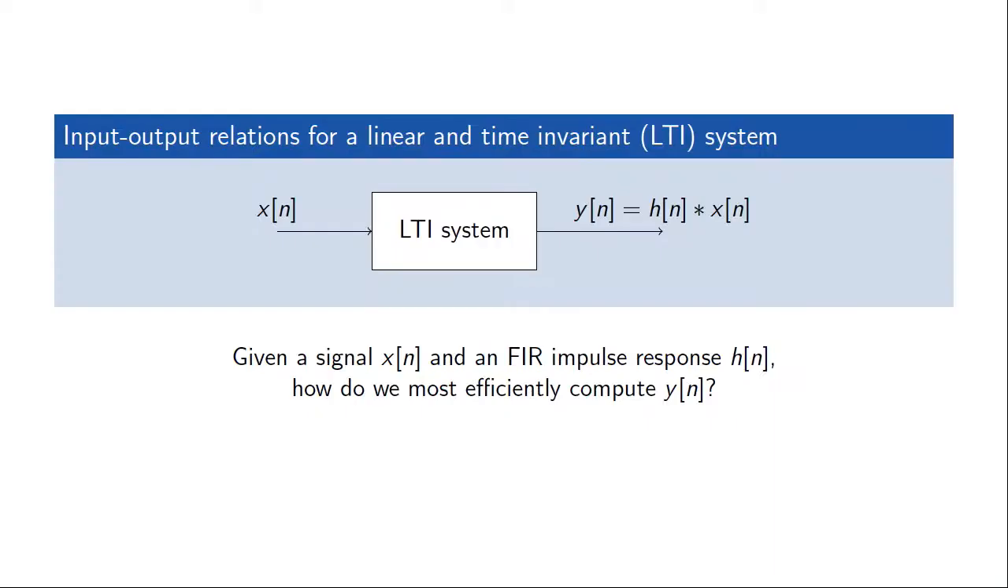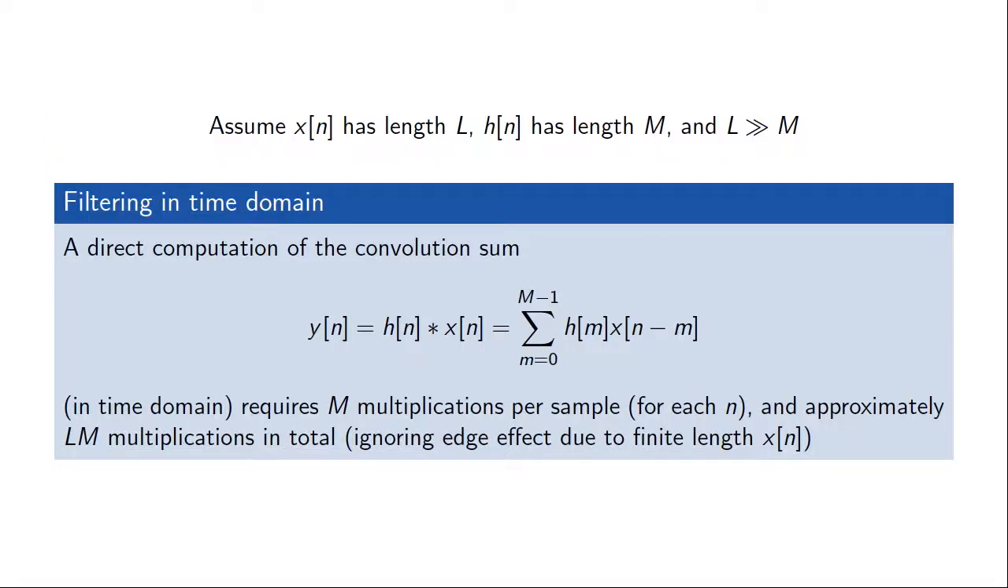In this video, we'll continue to look at how we can compute the output of a linear and time invariant system from the input x of n using the fast Fourier transform as a computational tool. So we'll continue to assume that x of n has length L, that h of n has length M, but we'll assume throughout that L is much larger than M.